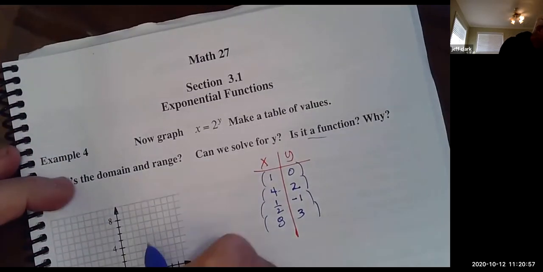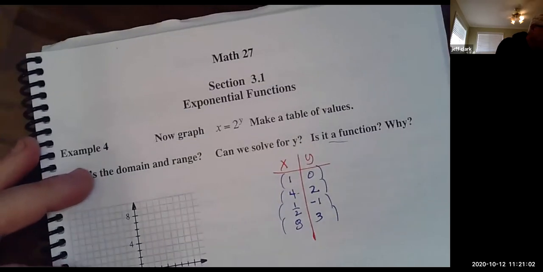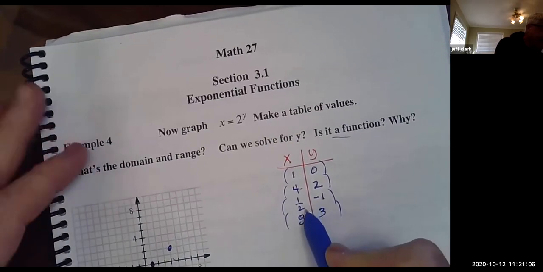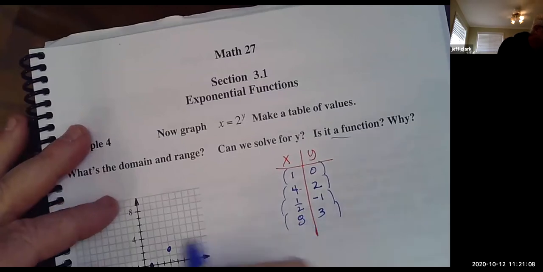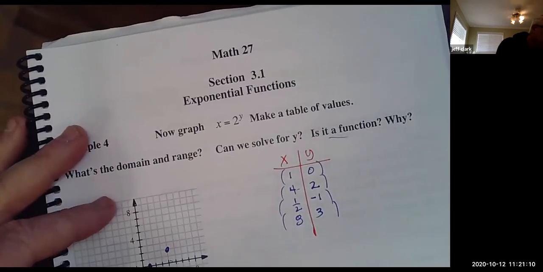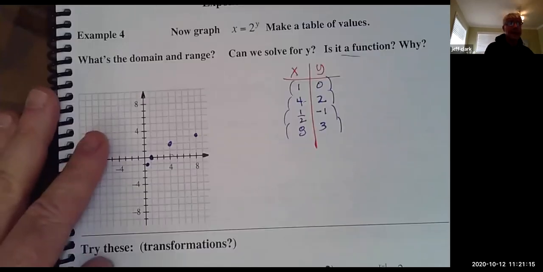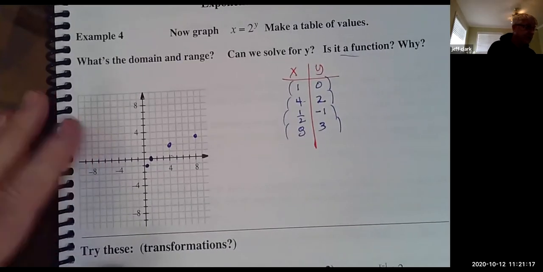So 1, 0 would be right here. 4, 2. A half, x is a half, and y is -1, so it's right about there. And 8, 3. Okay, plotted those 4 points.